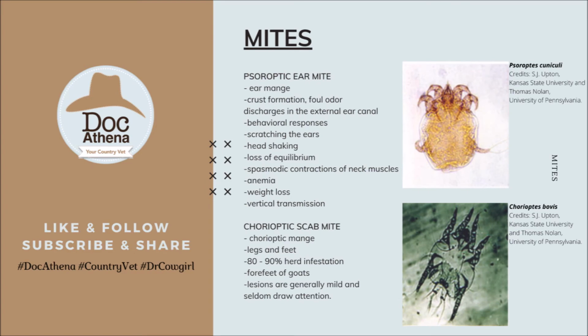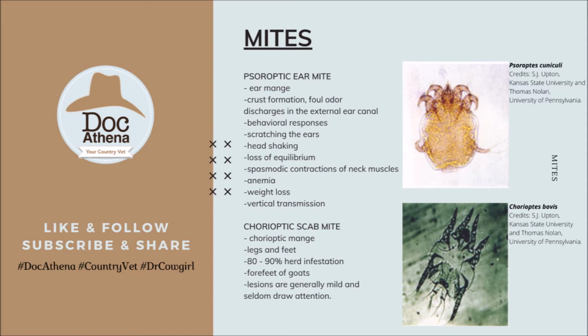Next is the Psoroptic ear mite, which causes ear mange. This is caused by Psoroptes cuniculi. Psoroptes, as mentioned, is targeting most of the time the ears, and they cause crust formation and foul odor because of the discharges in the external ear canal, which in turn affects the balance and behavioral responses of the animal. Of course, since these mites infest the ears, the animal tends to scratch the ears, and also head shaking is observed as it tries to get rid of these mites or parasites.